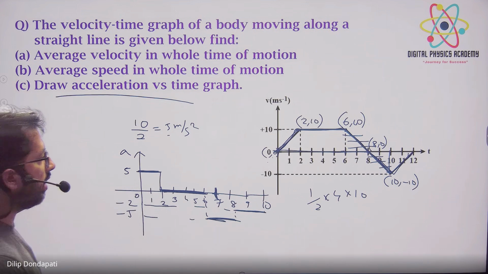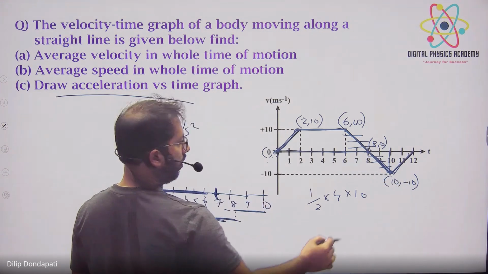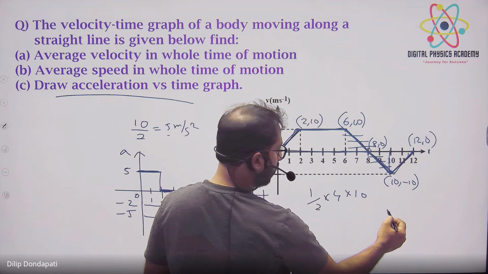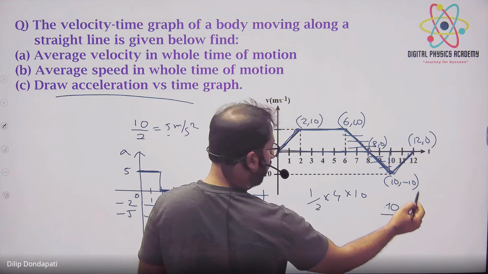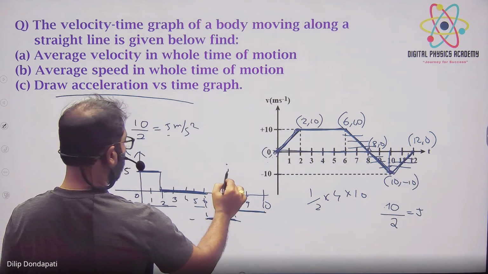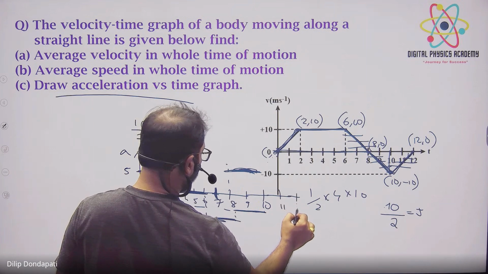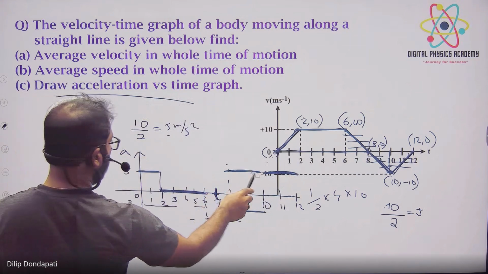Now similarly, 10 to 12. The coordinates are 10, minus 10 and 12, 0. So 10 by 2 is 5, and this is also a positive slope. It goes up again to 5 from here, up to 12. So indirectly the graph comes out like this.